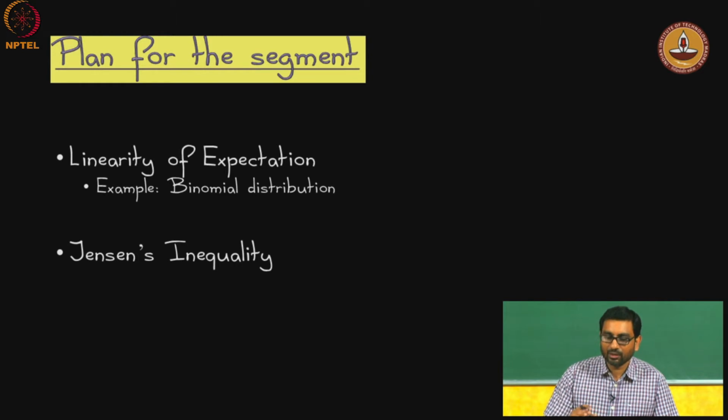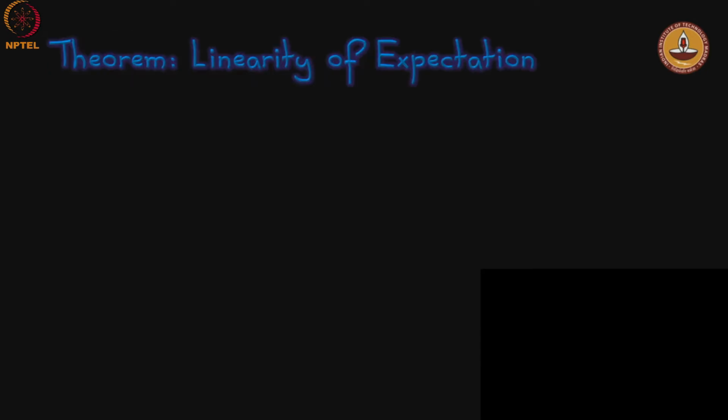so in studying that we will introduce this distribution called the binomial distribution, again a very fundamental distribution, which shows up heavily in computing, and we will introduce Jensen's inequality by trying to understand what the area of a random square is. So, let us start with the linearity of expectation.